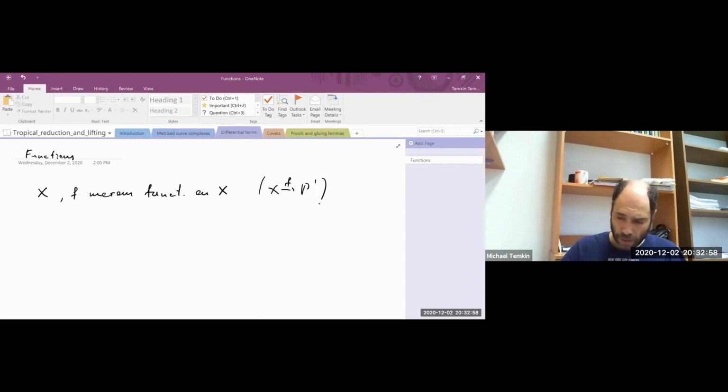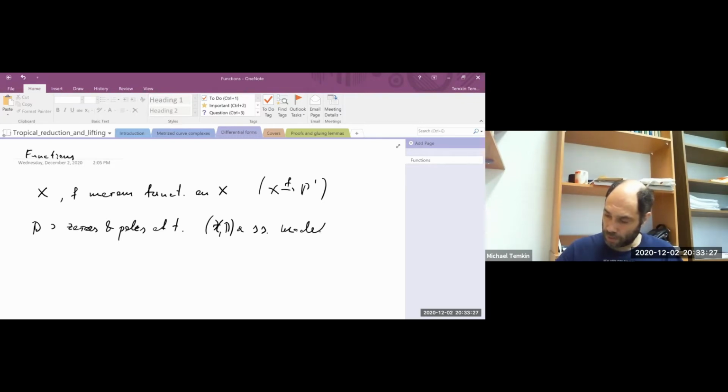Now, we fix D, which contains zeros and poles of f. So D is a large enough divisor relative to f. That's it. And then we'll consider a semi-stable model of X and D. Okay, now to f we can associate the following things.